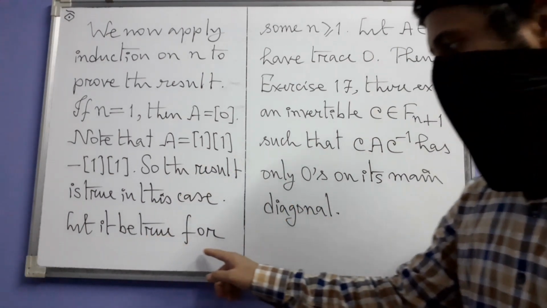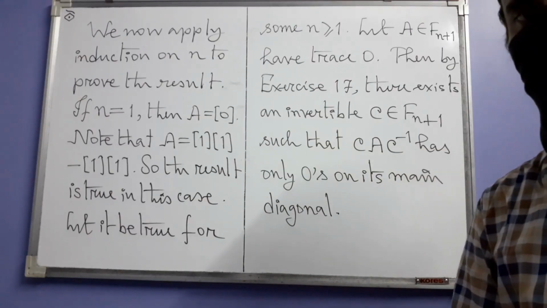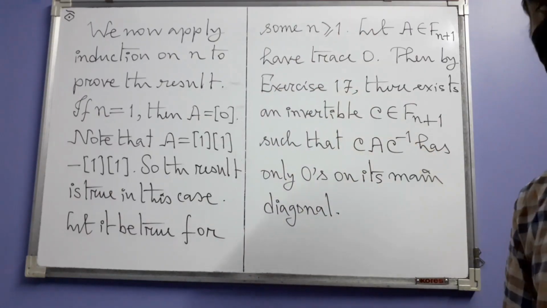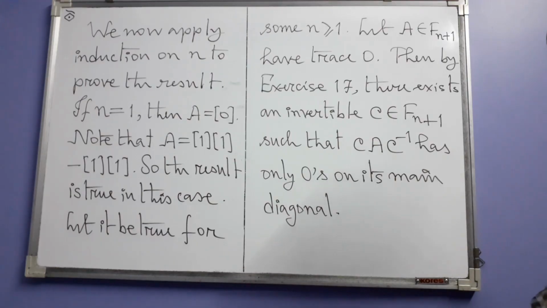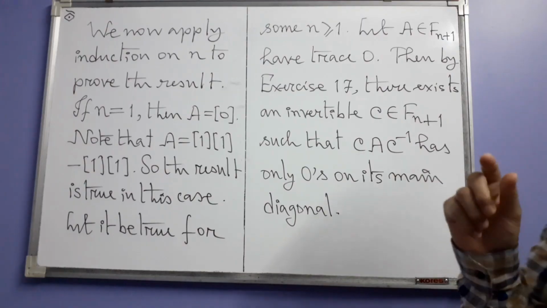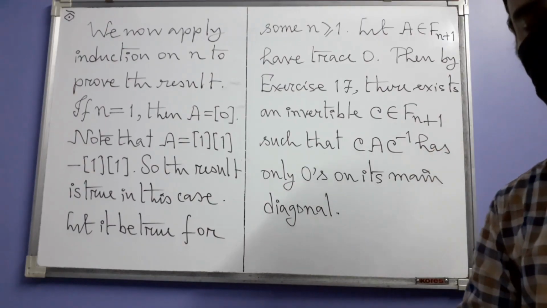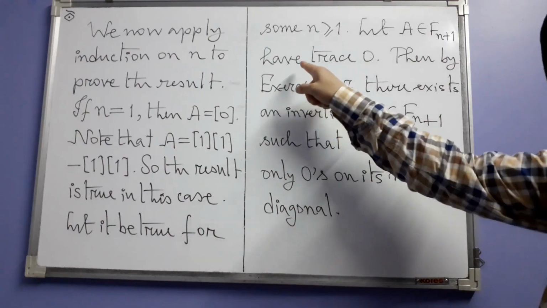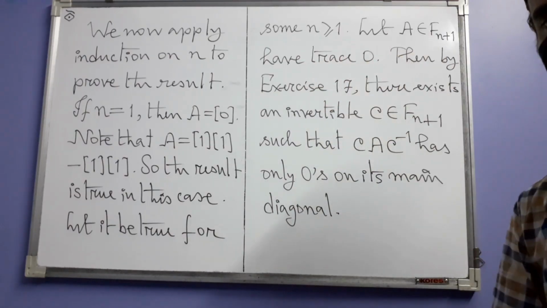Next, let us consider the induction hypothesis. Let the claim be true for some positive integer n. And then for the induction step, let us consider a matrix A, this time in F^(n+1). So A is now an (n+1) by (n+1) matrix which has trace 0.